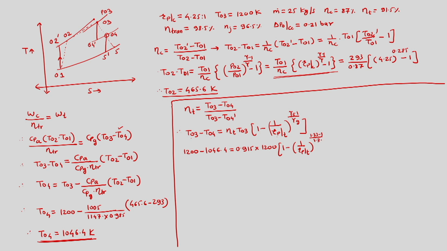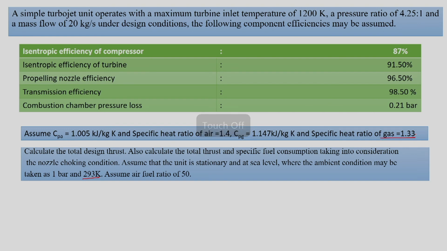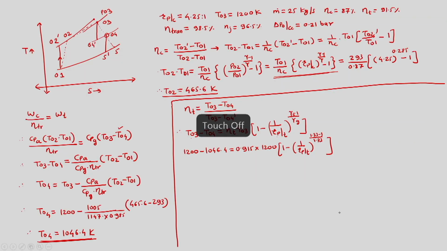We are told that the specific heat ratio for gas is 1.33. If we rearrange the terms, we can get the turbine pressure ratio as 1.835. So this is the turbine pressure ratio. Now knowing this, we can find out P04, which is the exit pressure of the turbine.